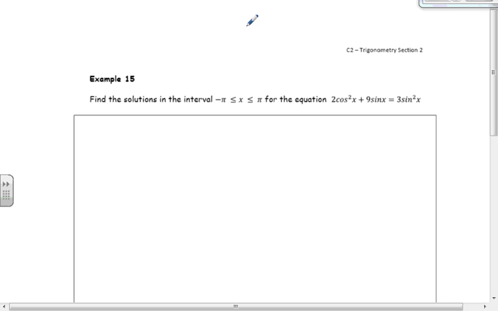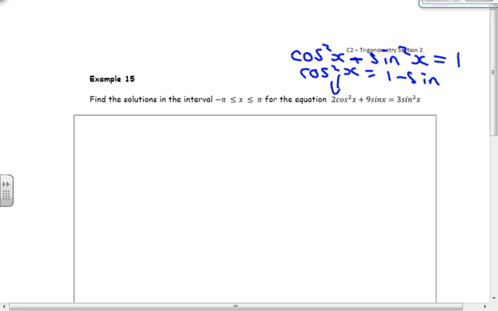So the first thing that I'm going to do is change this cos squared x, because I can use the identity that we learnt earlier on, that cos squared x plus sine squared x equals 1. So I can rearrange this to get cos squared x is equal to 1 minus sine squared x, because then I just have an equation in terms of sine and constants.